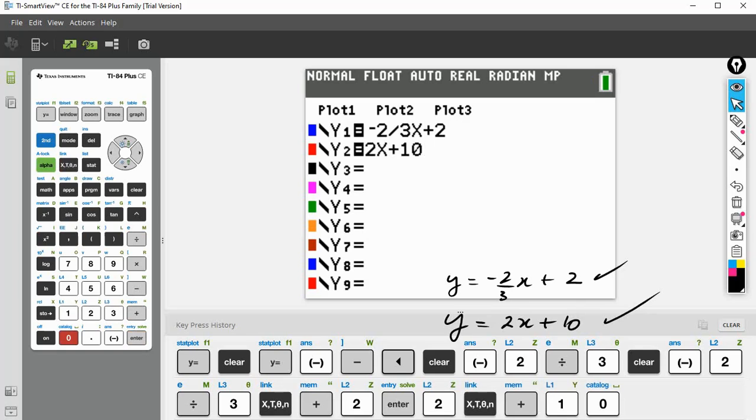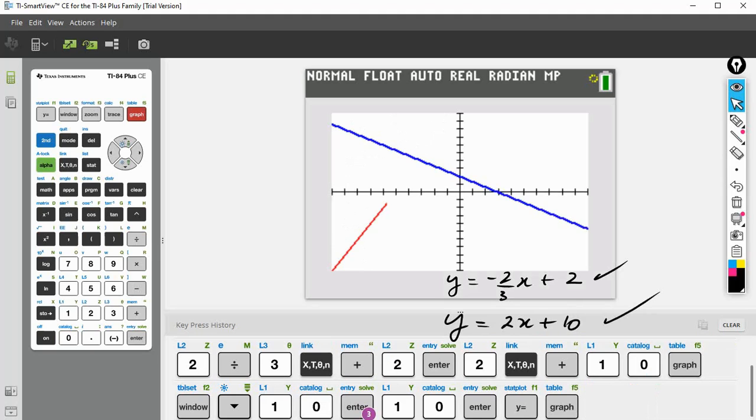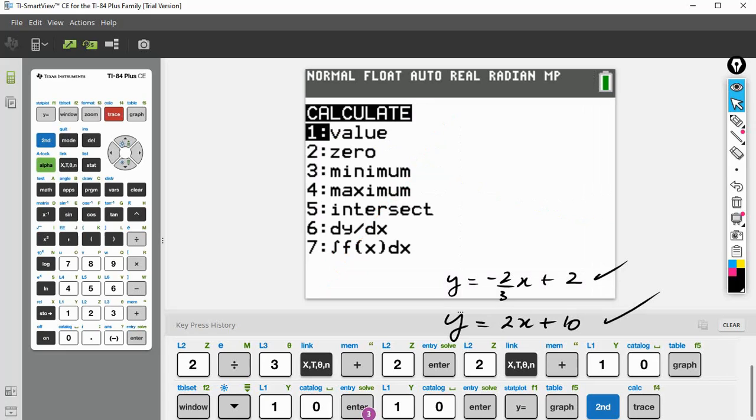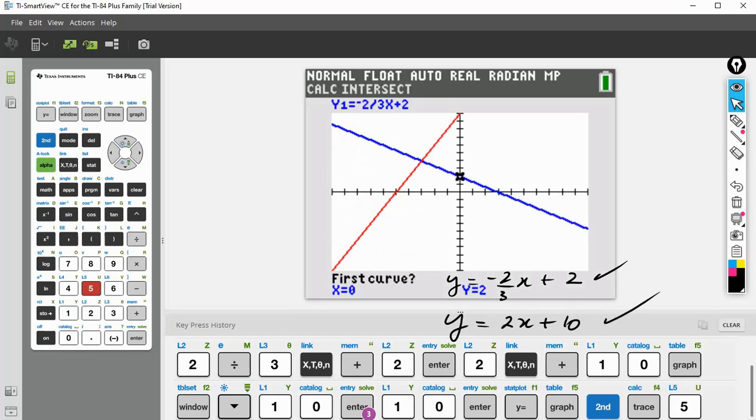Okay, and once we plug in the equations, we can hit the button here to the top right, which is graph. And there they are. So those are the two lines. One is in red and the other one is in blue. The one in red is 2x plus 10, and the one in blue is -2/3 x plus 2. So all we have to do is find the point where they intercept. So for that, we have to go to second key, and then calc, which is above the trace key. And you're going to get option number 5 that says intersect. So hit that.